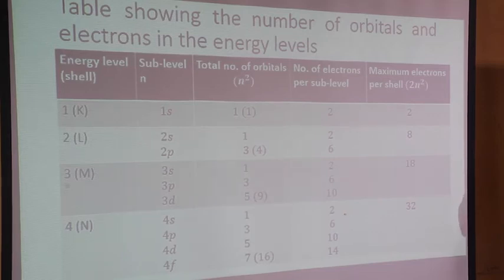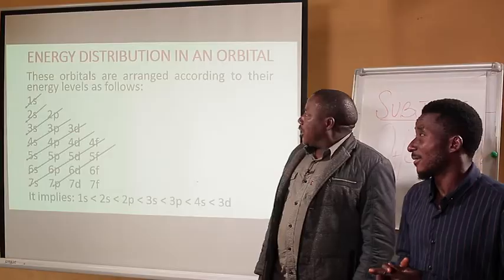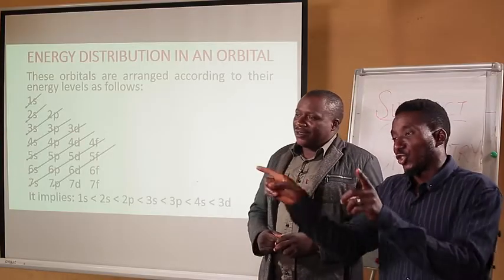We have them: for the 4s we have 2, for the 4p we have 6, for the 4d we have 10, and f is 14, just like I've mentioned earlier. And the total maximum number of electrons that you can have there is what? 32.